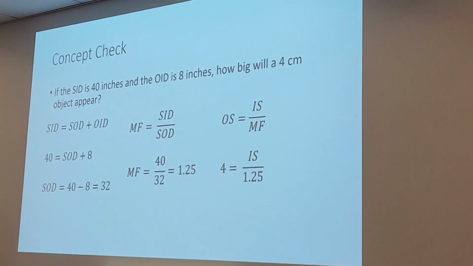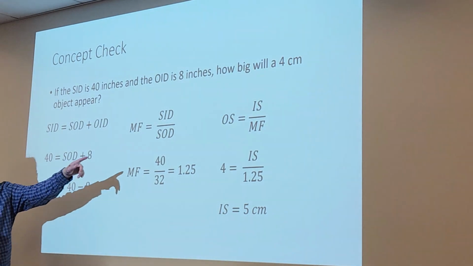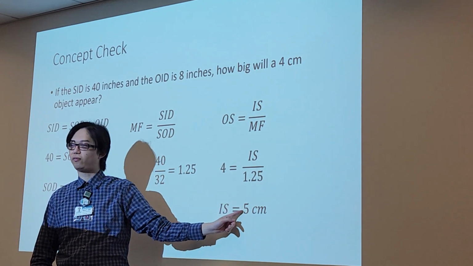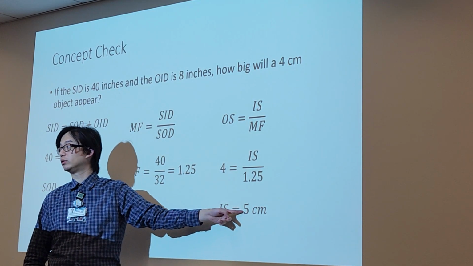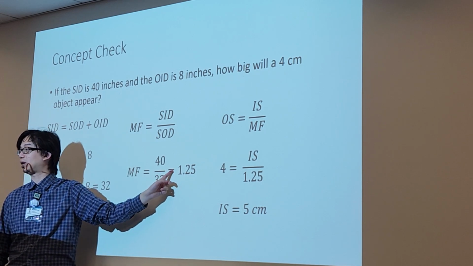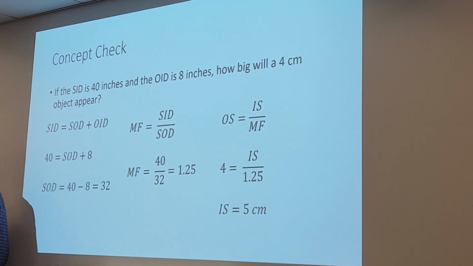That's right. We should get 5. Is 5 centimeters. That's right. It is 5 centimeters. Right, so our original object size was 4 centimeters, right? But it looks like it's 5 centimeters on the actual image because of this 1.25 magnification factor. So it made the object look bigger than it really is.